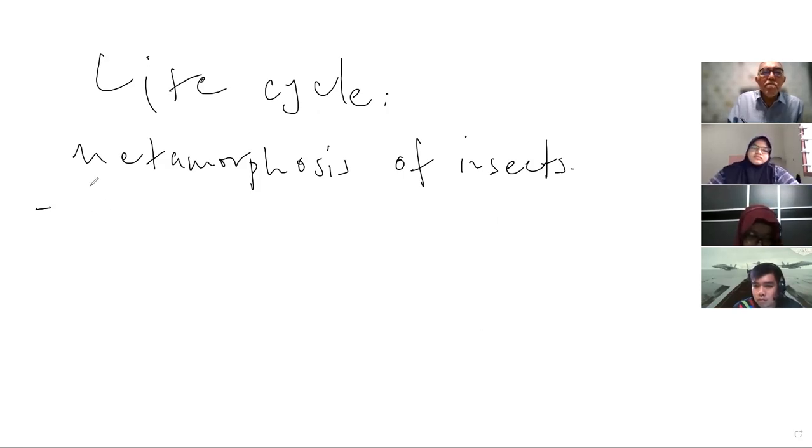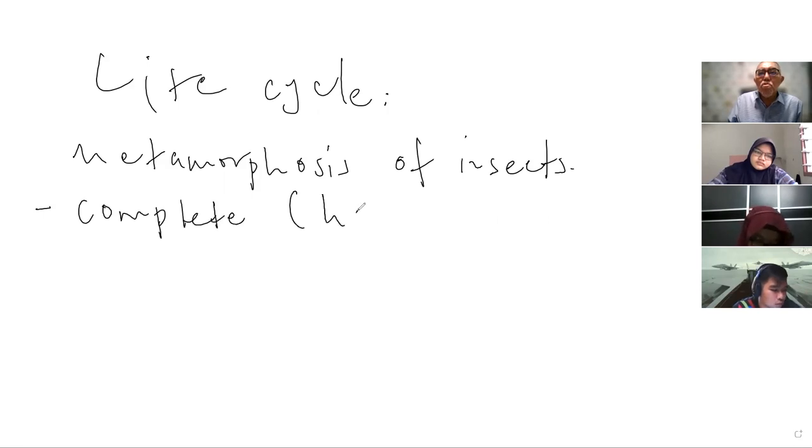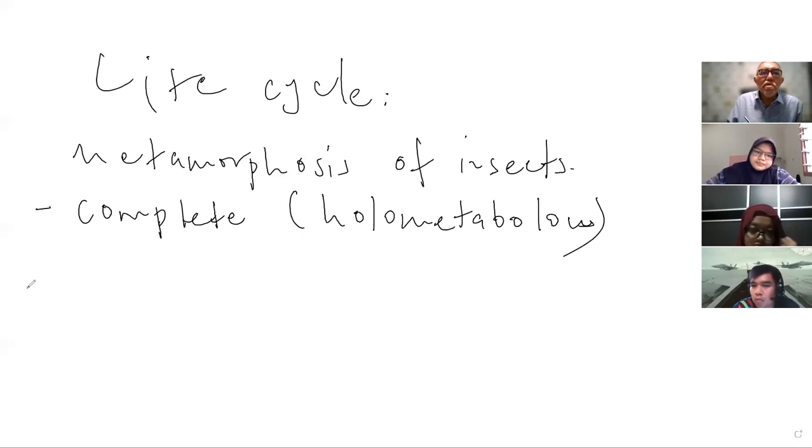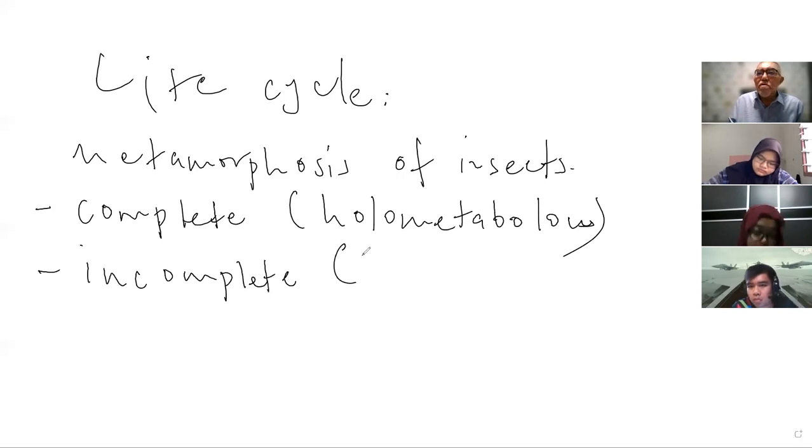So we have the complete, or this is called holometabolism. Okay, so this is just a recap of what we have learned before in PLP 3104, I suppose. And then we have the incomplete metamorphosis, and this is called paurometabolism.